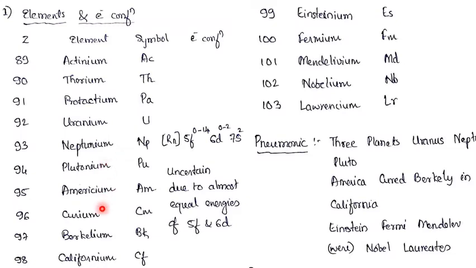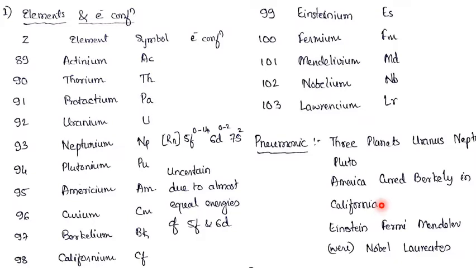Then next, America cured Berkeley in California. These are names of cities, America of course being a country. Then americium is named after America, and curium is named after the scientist Curie. Berkeley, again the name of a city, and California, the name of a state.